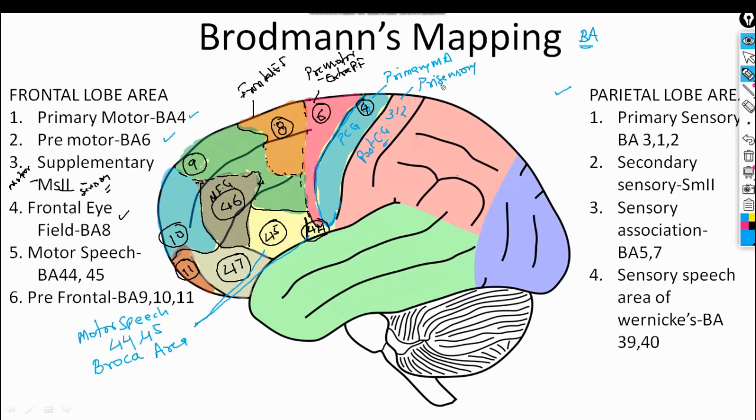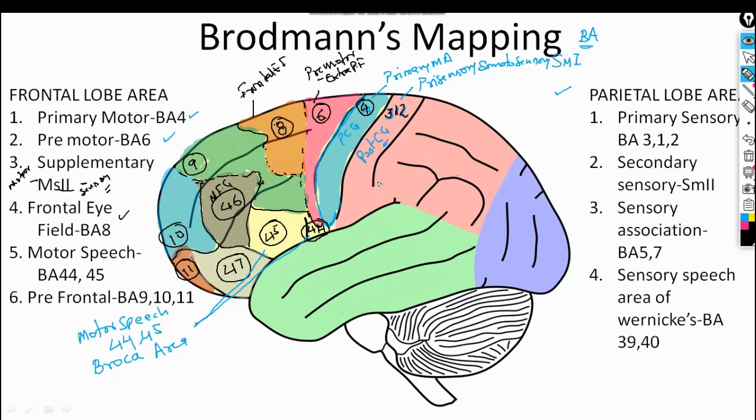So this is the somatosensory area, and here this is represented by capital S, small m with number 1. So S represents the primary sensory and M represents the secondary motor.